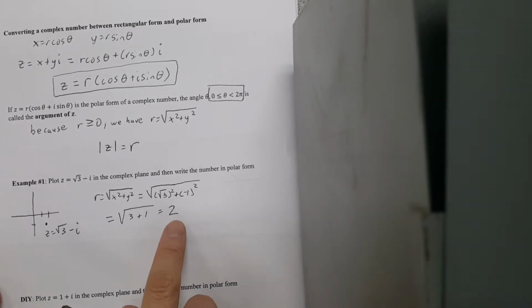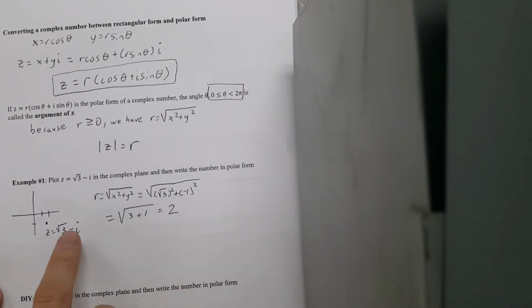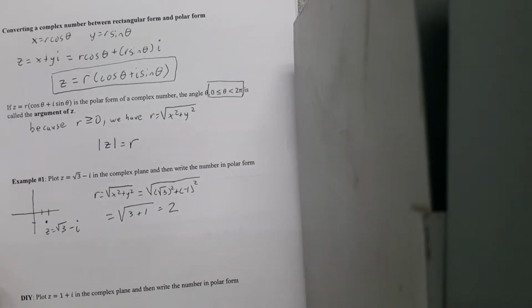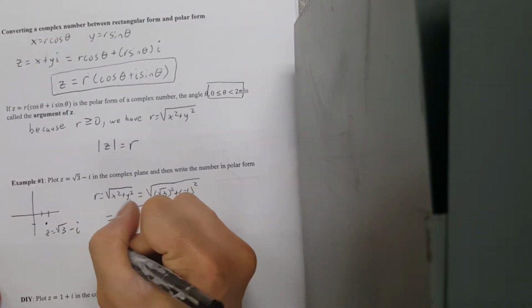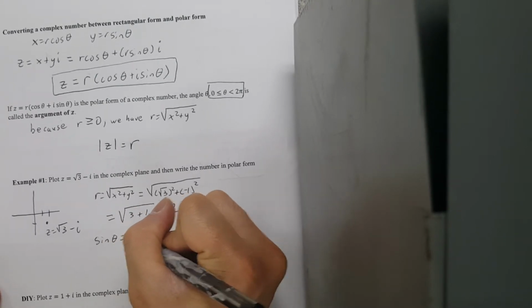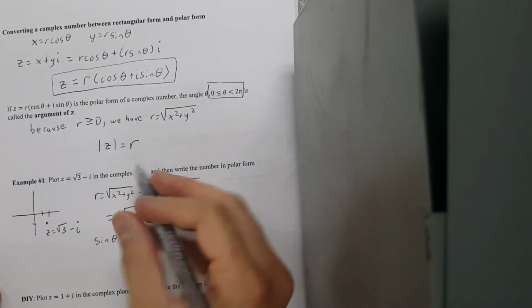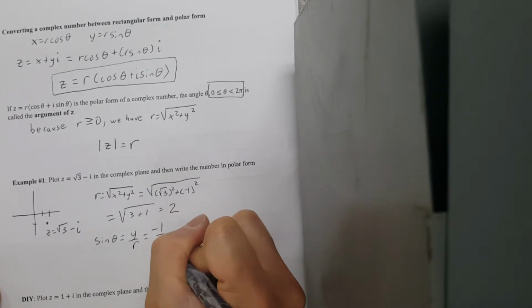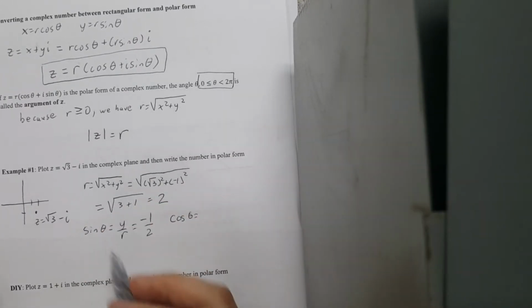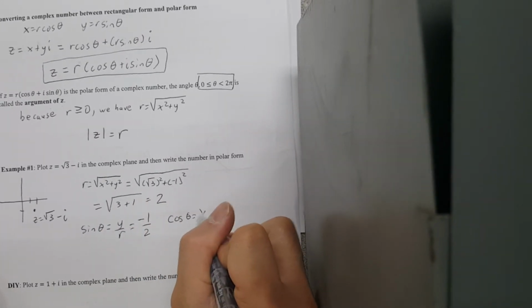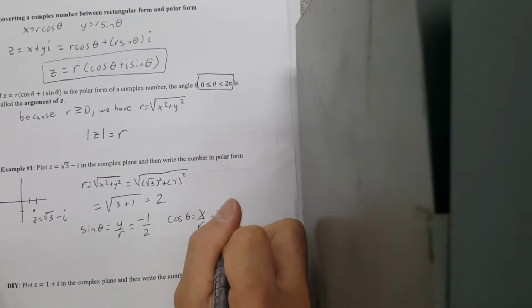Now, if r is 2, x is root 3, and y is negative 1, what I'm going to do to find my angle is write my sine and my cosine. So if this is r, then I know sine theta is equal to y over r. Y is negative 1, so that's negative 1 over 2. And then cosine theta is equal to x over r. So that's root 3 over 2.